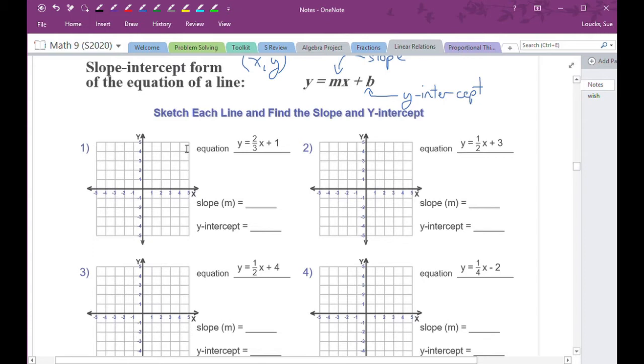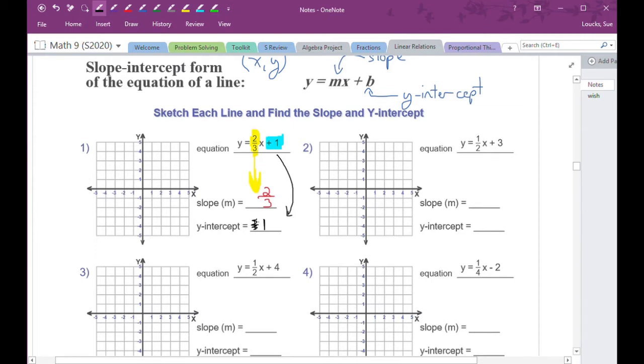So in example 1, the slope is the coefficient of the x. So the slope here is 2 over 3. And the y-intercept is this number here. I'm including the 1 because in this case, the y-intercept is positive. So the y-intercept here is 1. I can write it as +1 because it is +1, but we don't usually write the plus. We would write it if it was a negative.